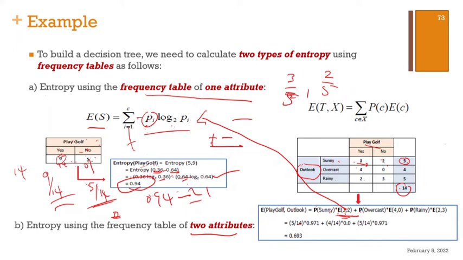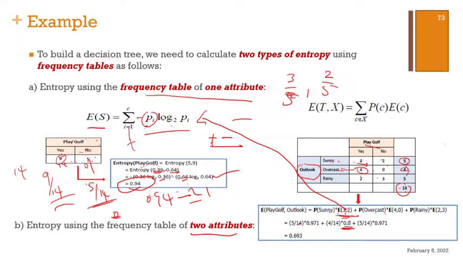Then for the probability of overcast, which is the second thing, do the same. Overcast is 4, probability 4 divided by 14, times the entropy of 4,0. You are going to see something with that overcast. The entropy of overcast is going to be 0, because all the samples that belong to overcast are homogeneous. There's no one that doesn't play golf. You're going to get 0 entropy because it is homogeneous.